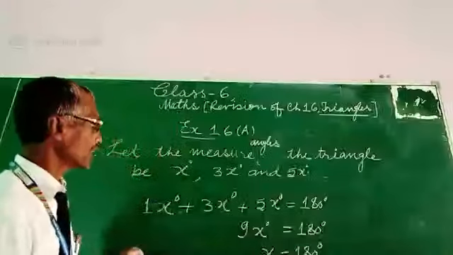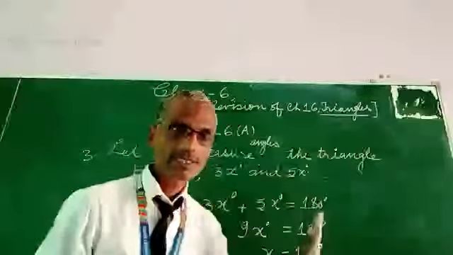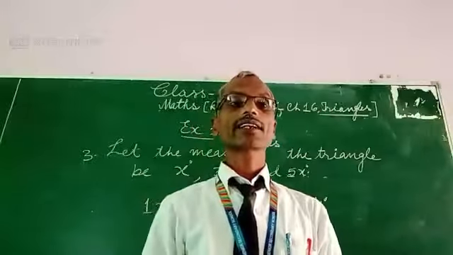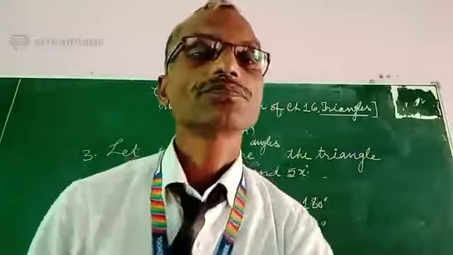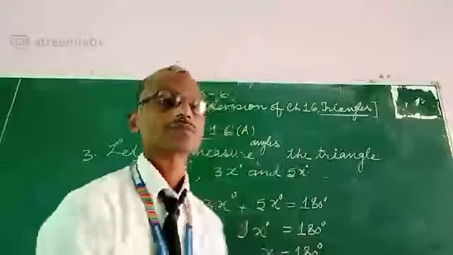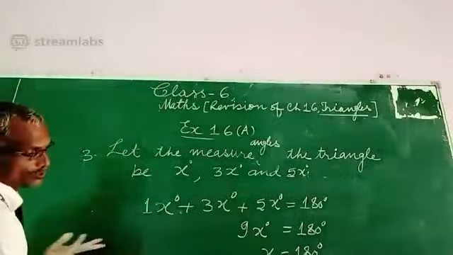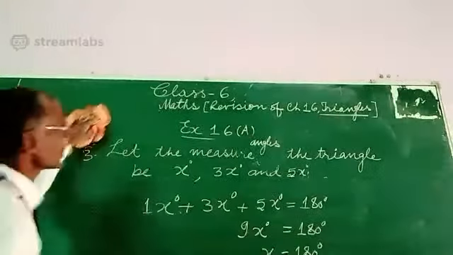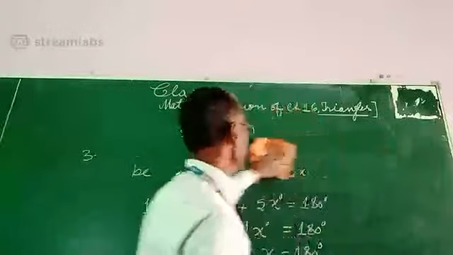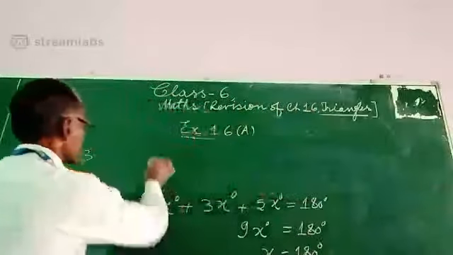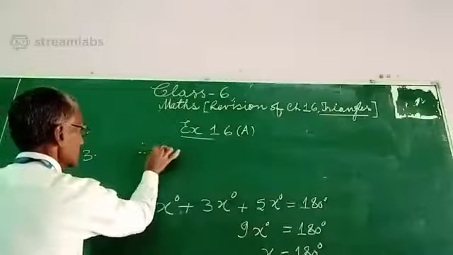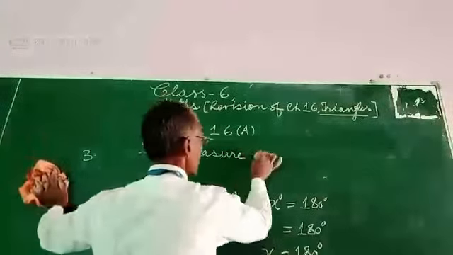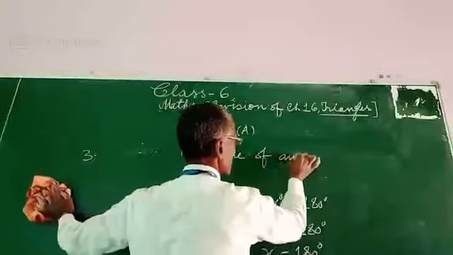Therefore the measures of the angles of the triangle are 20 degrees, 60 degrees and 100 degrees.